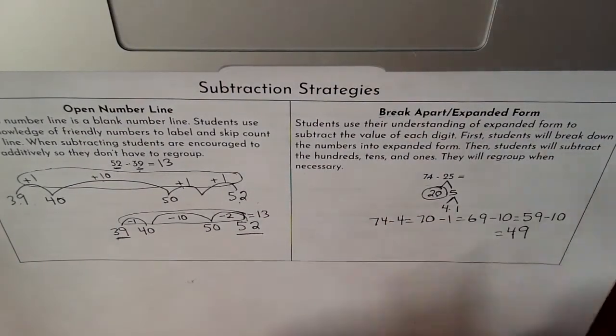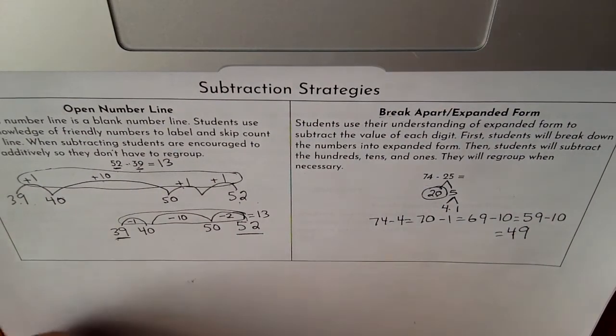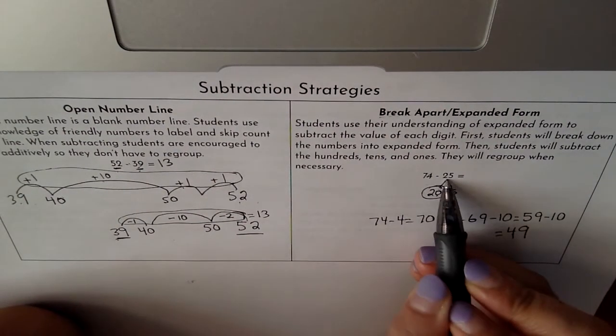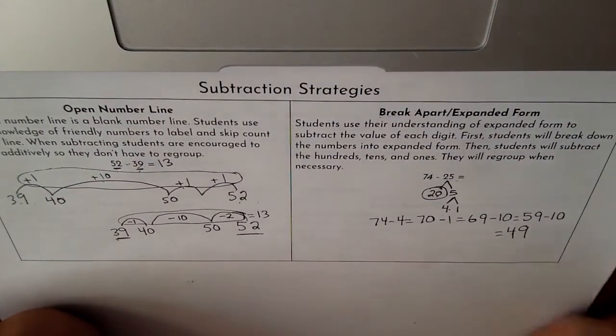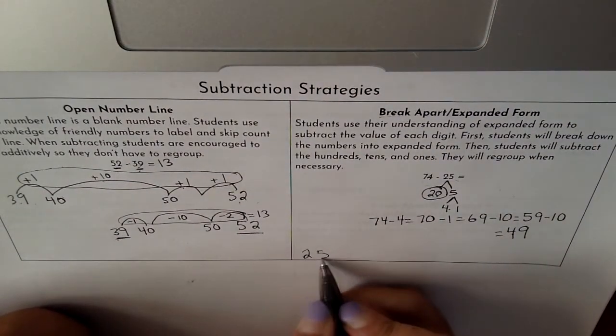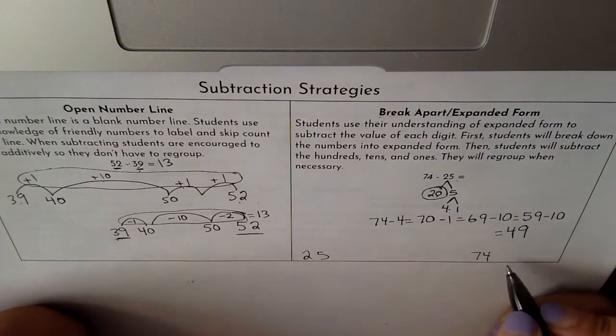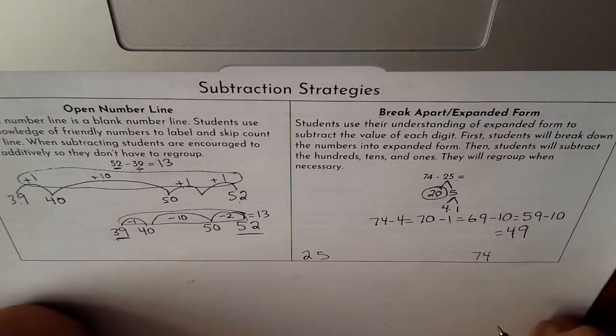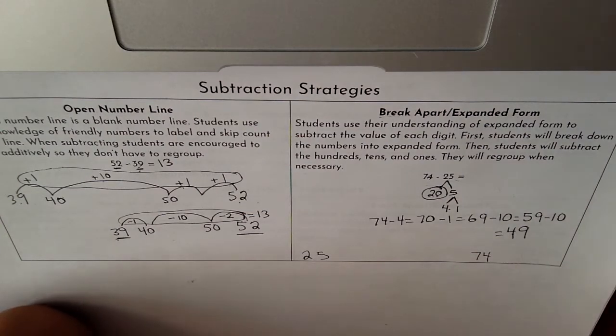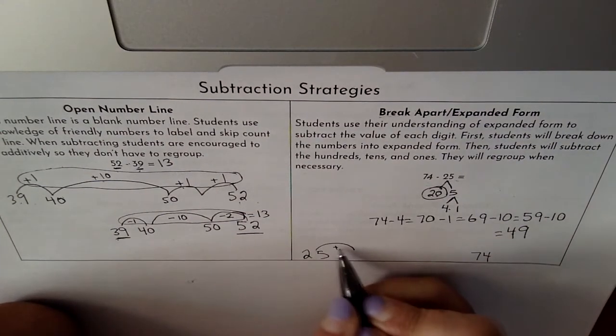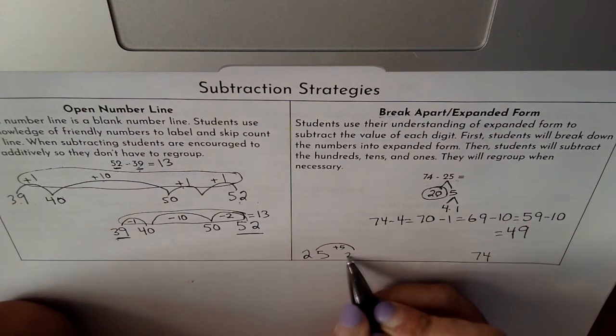I'm going to show you both of these strategies again, so we can see if we get the exact same answer. I'm going to use this one, and I'm going to show you the open number line. I'm going to start at 25, and I have to get all the way to 74. Well, from 25, I can get to 75 pretty easily because I know how to skip count by 25s. But if you don't, then don't worry about it. Here you can jump plus 5. You should know how to skip count by 5s.